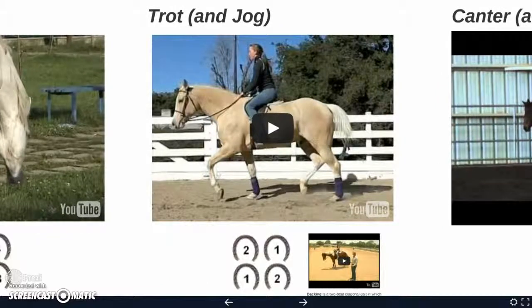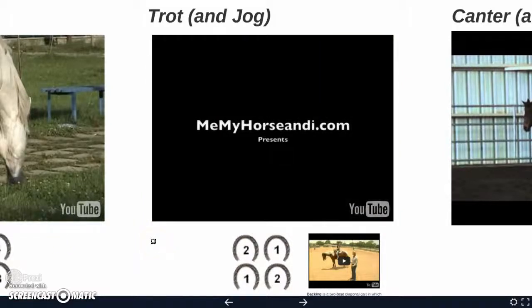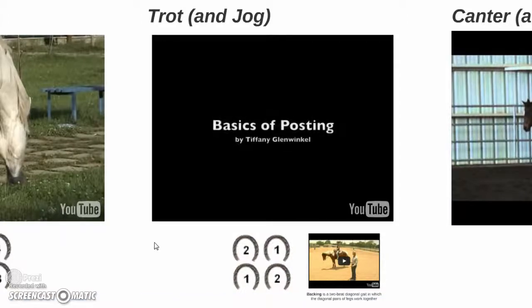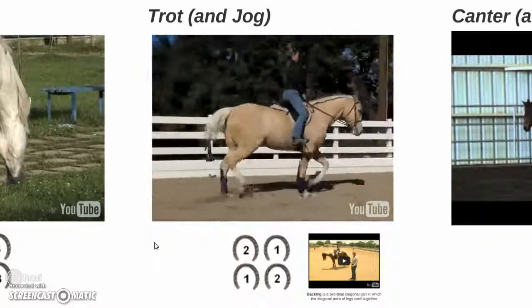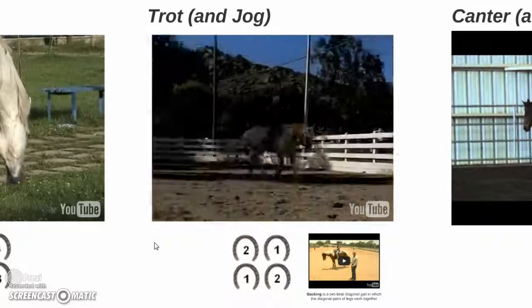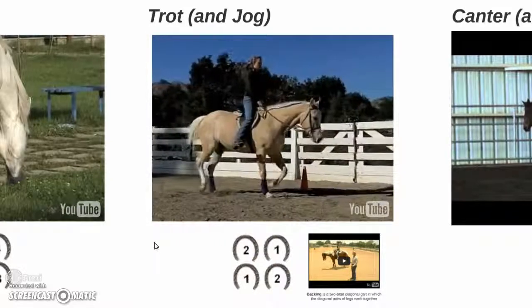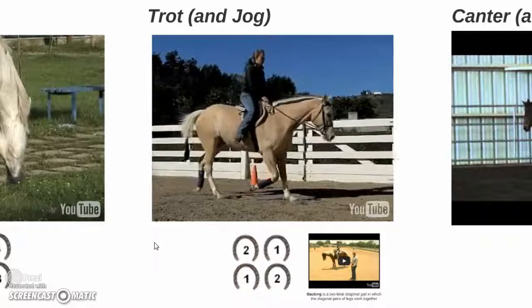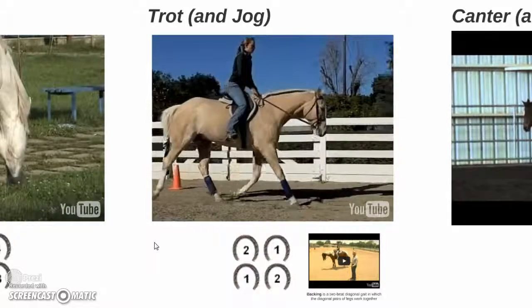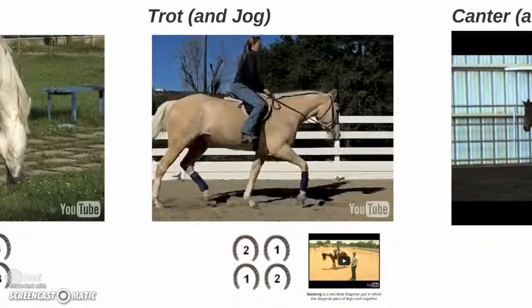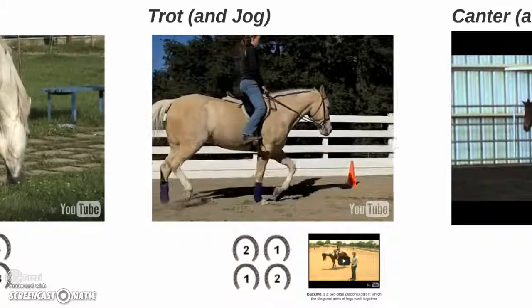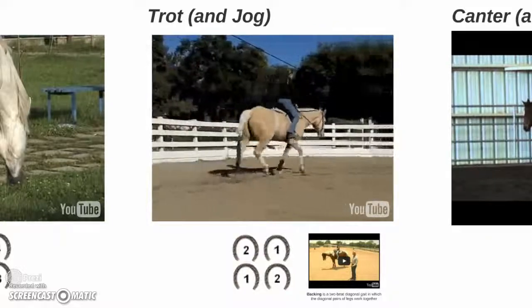Next, we have the trot and jog, which is a two-beat diagonal gait. Diagonal pairs are striking the ground at the same time, as you can see, thanks to the lady wrapping her horse's legs. The wrapped legs strike the ground at the same time, and the non-wrapped legs strike the ground at the same time, in corresponding diagonal pairs.